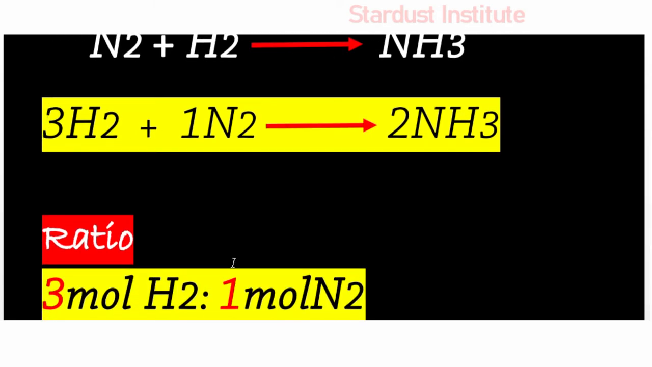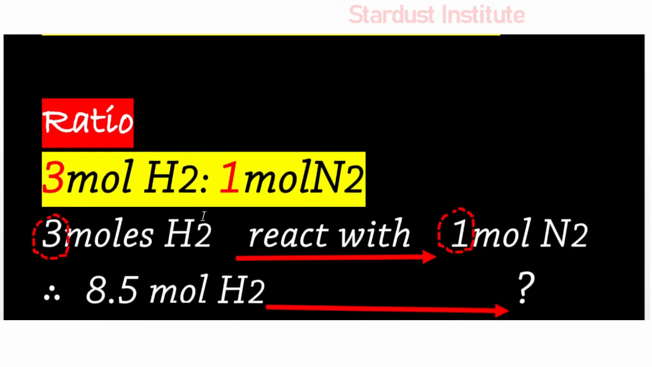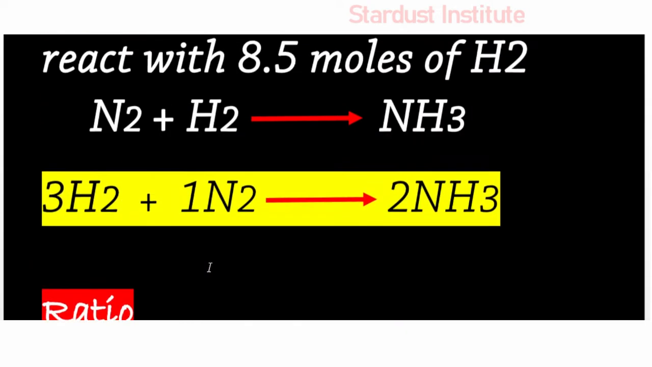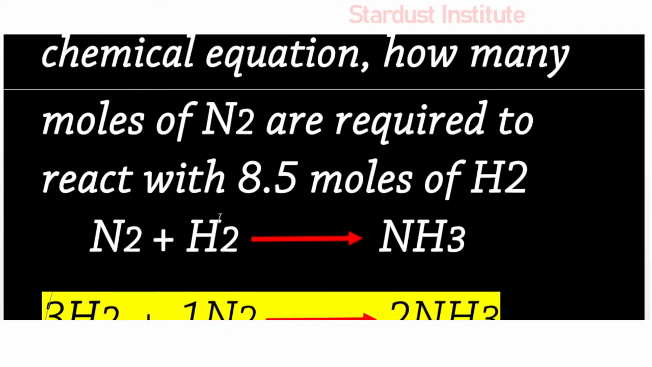Now we can find the ratio. 3 moles of H2 react with 1 mole of N2. Now we have 8.5 moles of H2. To react with 8.5 moles of H2, how many moles of N2 are required? We have to find it.